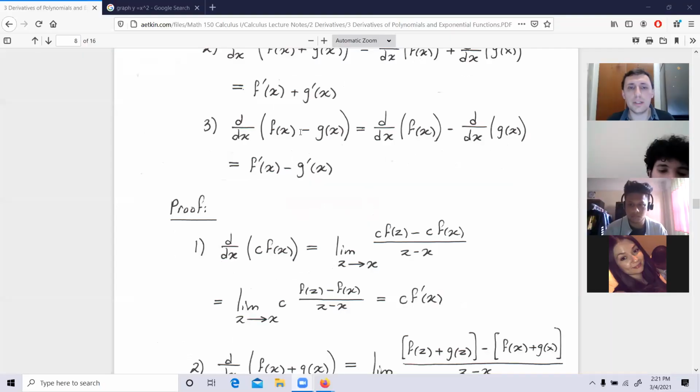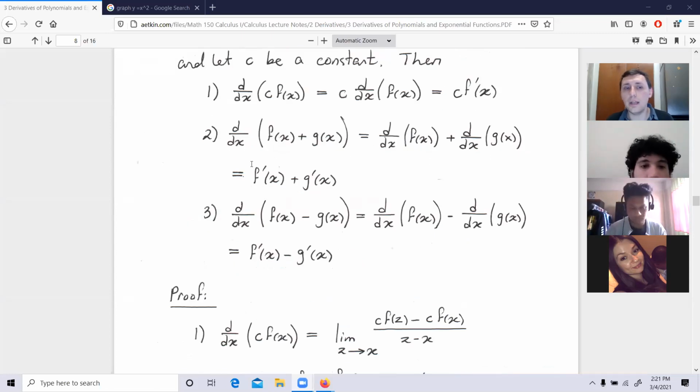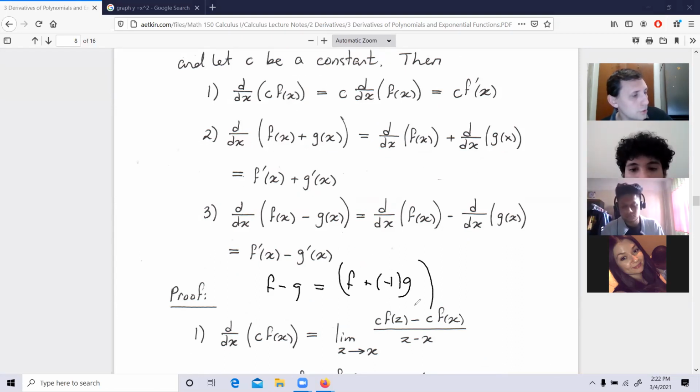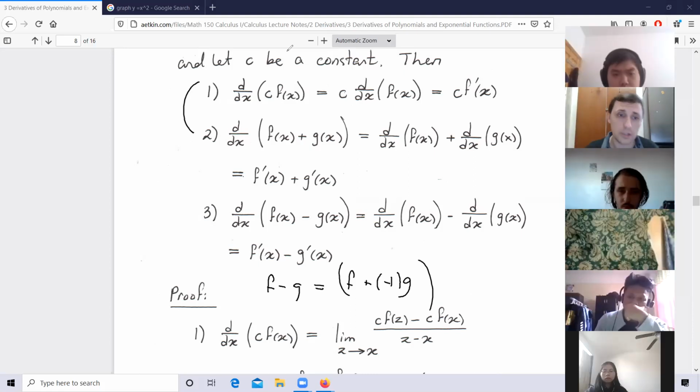You can try doing the same later on for the minus, but you can also combine 1 and 2 together and establish this directly. Because you see, what is f minus g? F minus g is the same as f plus minus 1 times g. So you can combine the results 1 and 2 to establish the result for the difference of functions. You don't need to do more work. You can do it directly, or you can quote 1 and 2. Make sense?